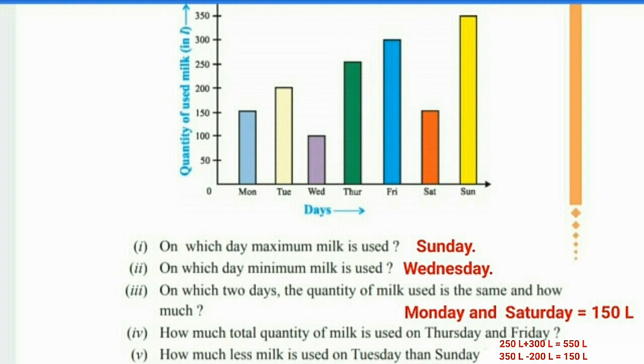Fifth, how much less milk is used on Tuesday than Sunday? Now, Sunday we use 350 liter minus Tuesday we use 200 liter. On subtracting, we get 150 liter milk.